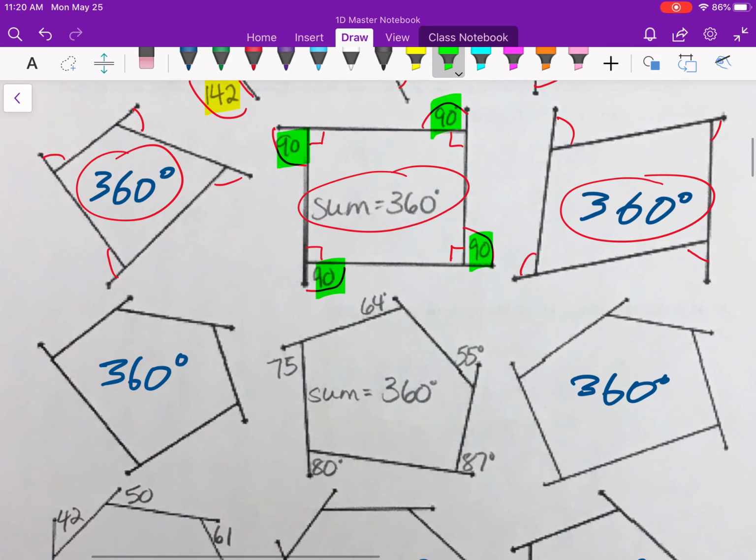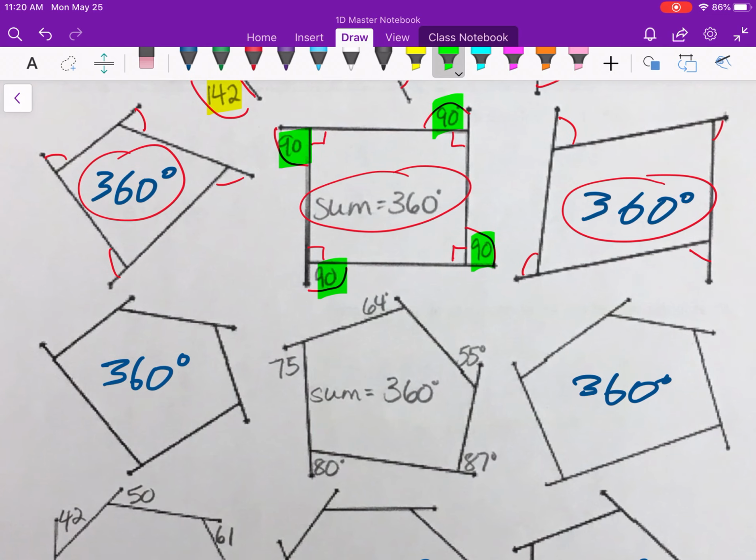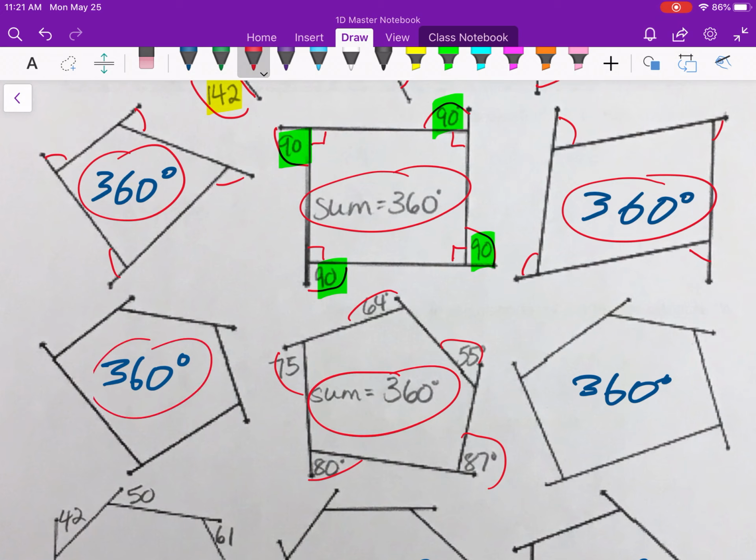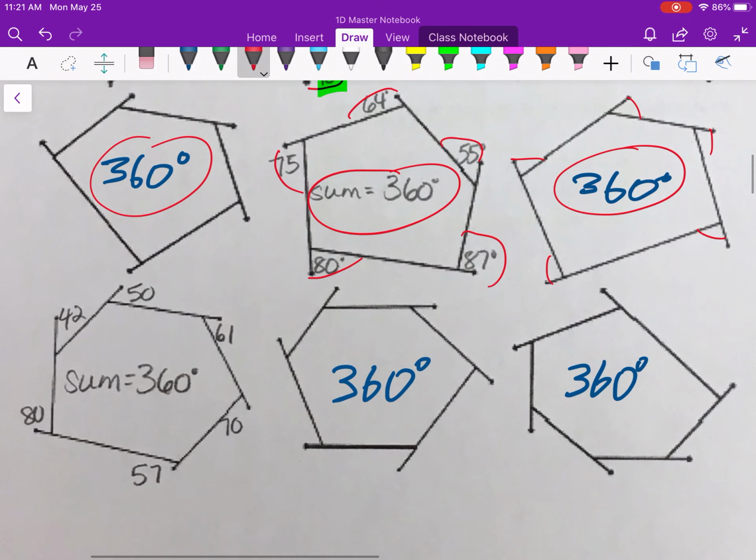What happens if we've got 5 sides, like in a pentagon? Well, look at that. Filled in for us, but 1, 2, 3, 4, 5 angles adding to 360. These ones will add to 360. These ones will add to 360. The angles are getting smaller, but we've got more of them, and it still adds to 360.